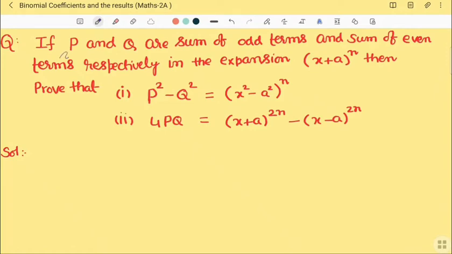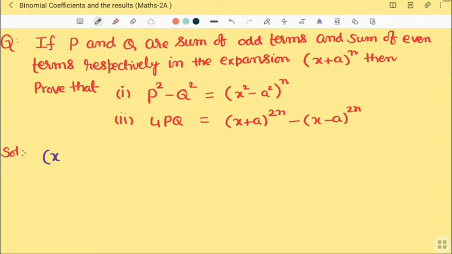The first question: if P and Q are the sum of odd terms and the sum of even terms respectively in the expansion of (x + a) whole power n, then prove that P² − Q² = (x² − a²) whole power n. Second question: 4PQ = (x + a) whole power 2n − (x − a) whole power 2n. For that, first we need to write the expansion of (x + a) whole power n.